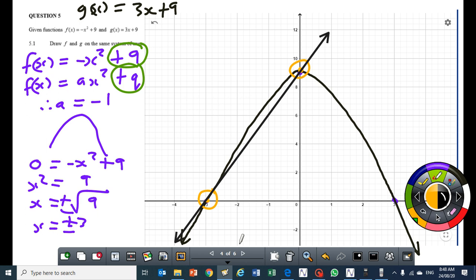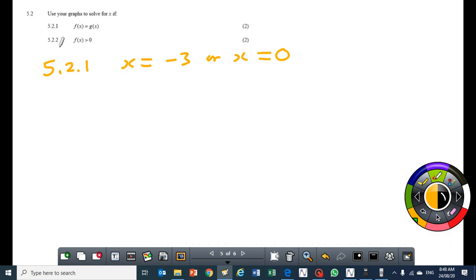Then 5.2.2, f of x is greater than 0. Right, this one. What does it mean to say f of x is greater than 0? Can someone tell us what you understand by f of x is greater than 0? After what you have done so far, your own studying and everything, what Mr. Chuponda has said up to this point, what does f of x is greater than 0 mean?